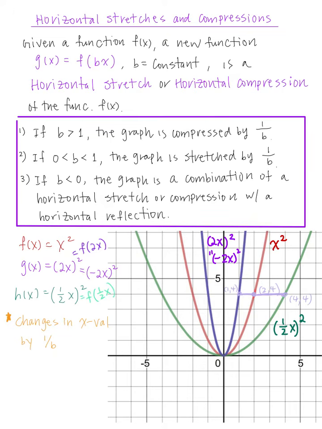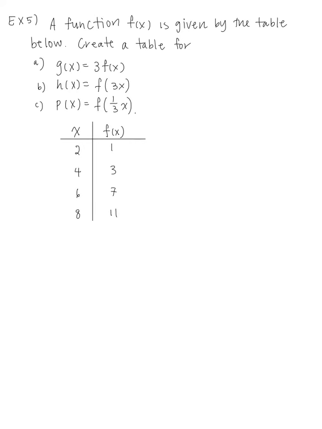Here's the summary that I wrote. If you do horizontal stretches and compressions, all you need to do is change the x value by a factor of 1 over b. All right, let's take a look at example 5. A function f of x is given by the table below. Create a table for part A, g of x equals 3 times f of x, h of x equals f of 3x, and p of x is f of 1/3 x.